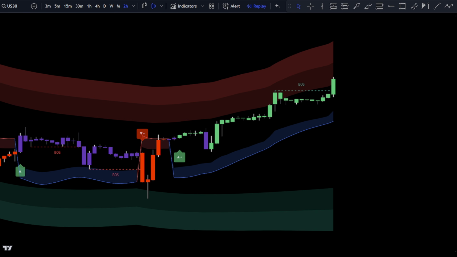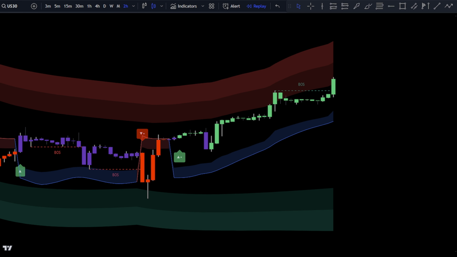For a buy trade to be valid, three key conditions must be met. First, price must bounce off the green reversal zone. Wait for the price to enter and fully exit the green reversal zone. This confirms the bounce off the green band. Next, look for a bullish BOS label and a buy signal. The order of these doesn't matter, but both conditions must be met.